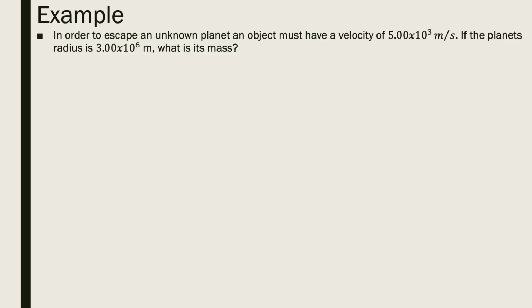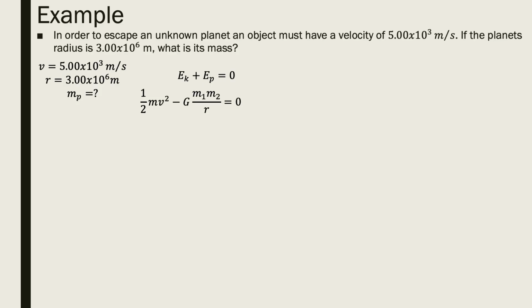Next example: in order to escape an unknown planet, an object must have a velocity of 5,000 meters per second. If the planet's radius is 3 times 10 to the 6 meters, what is its mass? So once again, write out what we have. So we've got 5,000 meters per second and, sorry, not 3,000, 3 million meters. We've got EK plus EP equals 0. We'll fill in our formulas just like with the last equation.